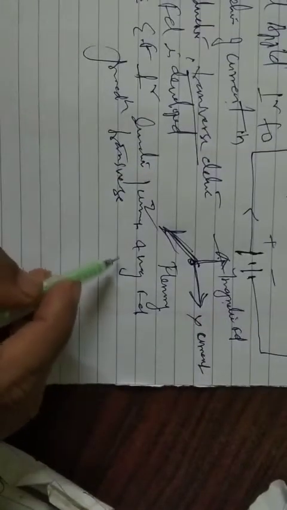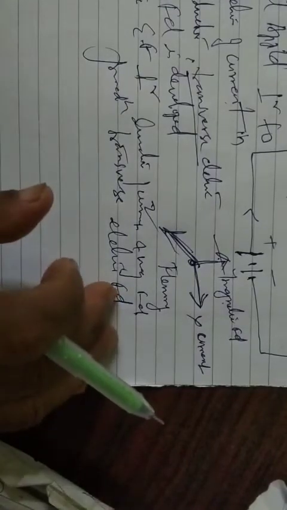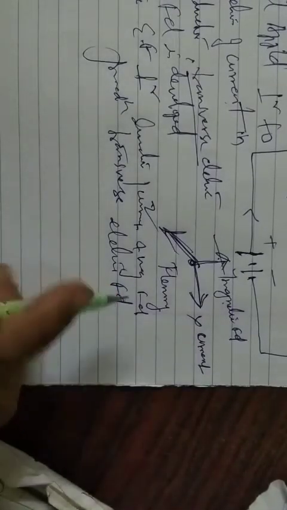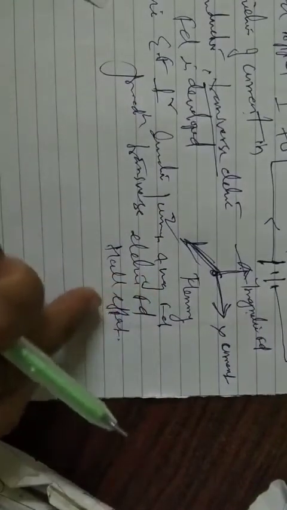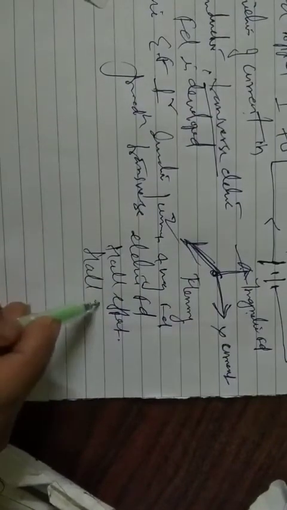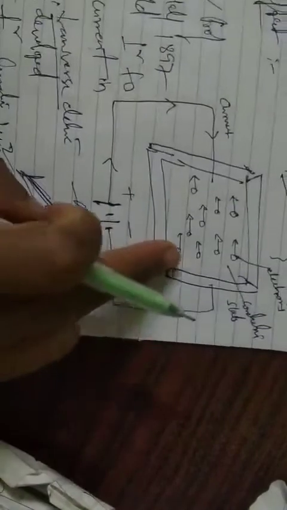This phenomenon of production of a transverse electric field or current is called the Hall effect. And this electric field, whatever is generated, is called the Hall field. So here like this.